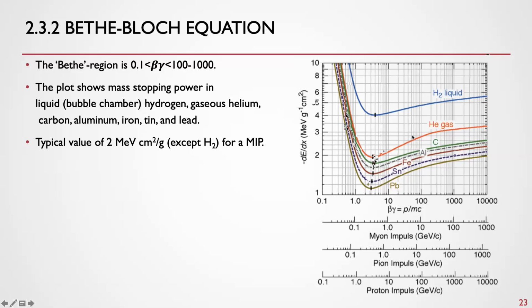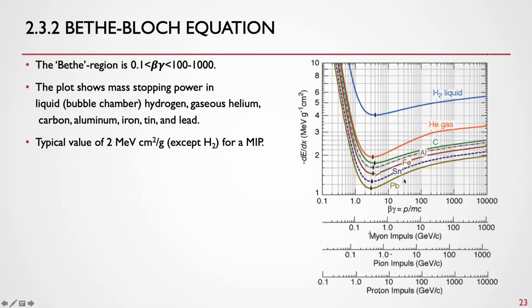We have here low Z materials, helium with a Z of 2, and then we have carbon, aluminium, iron, tin and lead. So the average energy loss increases linearly with the number of electrons per atom, with the atomic number Z.